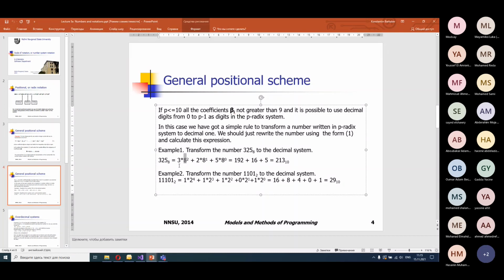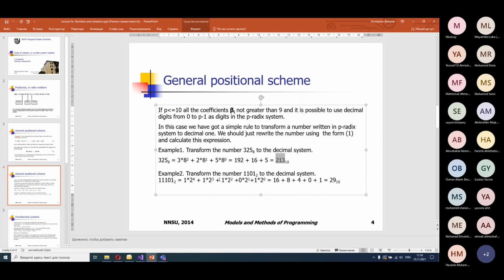3 times 8 power 2, 2 times 8 power 1, 5 times 8 power 0. 8 is the radix, and 0, 1, 2 are the numbers of the digits. And finally, we have 192, 16, and 5. And the final result is 213 in the decimal system of notation.